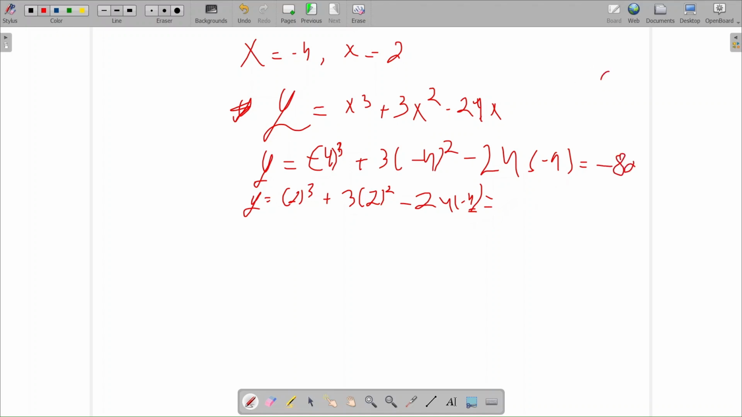So our first coordinate is (-4, -80). Now, the second one. We just changed the calculation to 2 instead of negative 4. You do it on a calculator. I put a point and it gave me a number, that's slightly concerning: negative 28. Okay, negative 28. So our second point is going to be (2, -28).